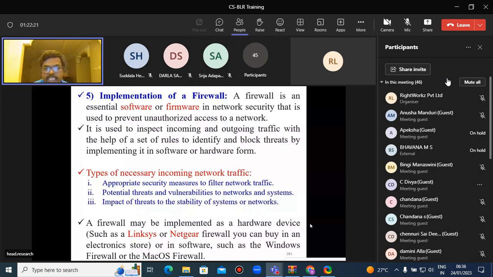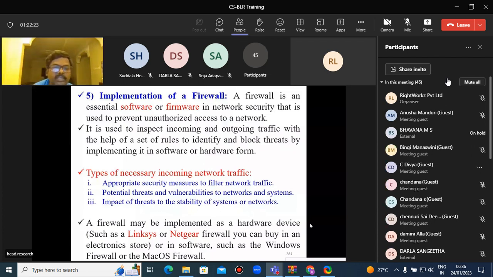Consider the types of necessary incoming network traffic, appropriate security measures to filter network traffic, potential threats and vulnerabilities to networks and systems, and the impact of threats on the stability of systems or networks. A firewall may be implemented as a hardware device such as a NIC system or NetGear firewall, which you can buy in an electronic store, or as software such as the Windows firewall or the Mac OS firewall.